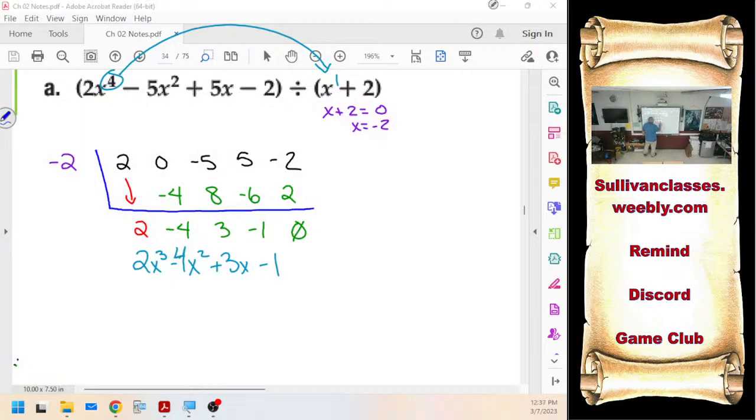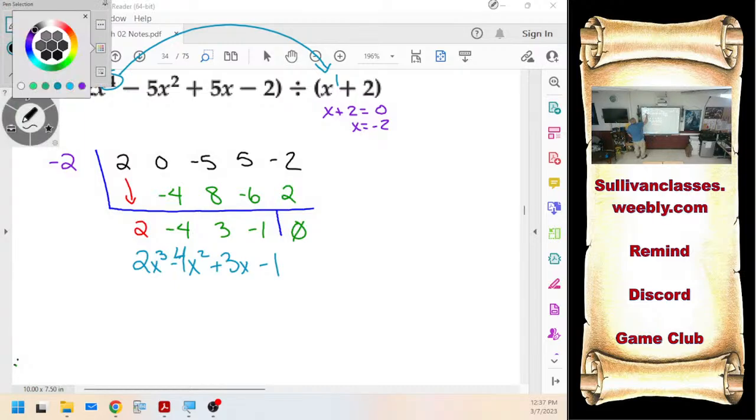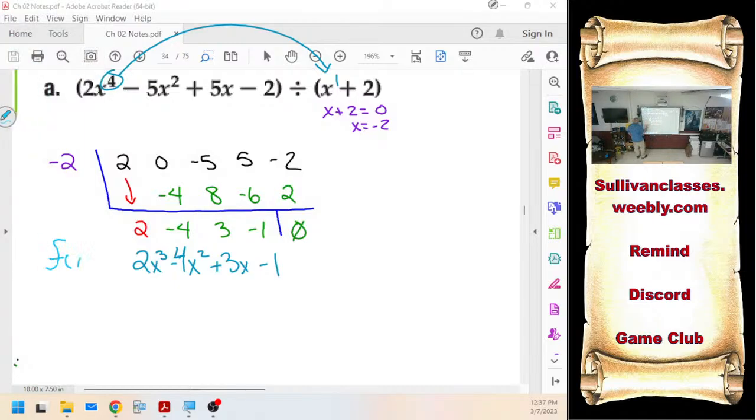If my remainder is 0, that means I won't have a partial fraction at the end. It also means that this is a factor. If this is a factor, then I could say something like f of x is this times x plus 2. Right? Now, I don't have to write that part. I'm just showing you, hey, look, this is a factor, because at the end, I hit 0.